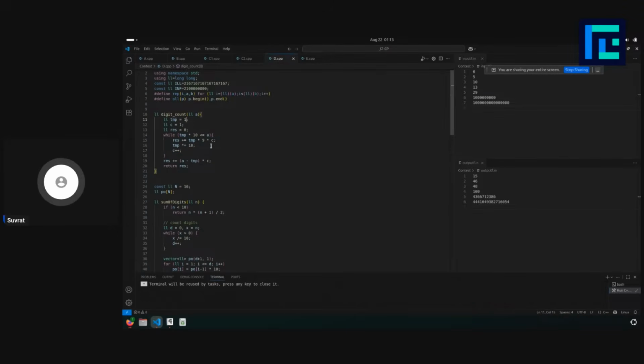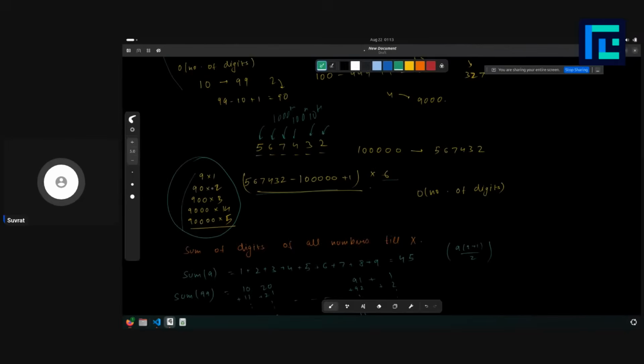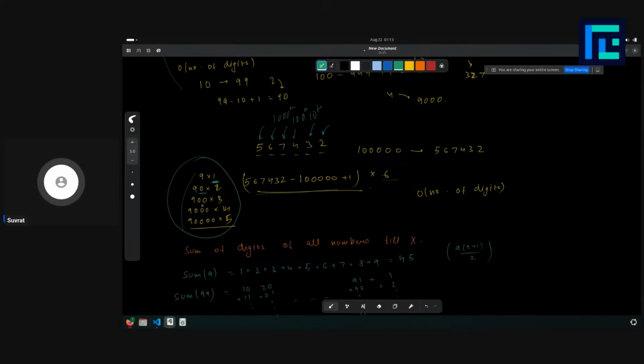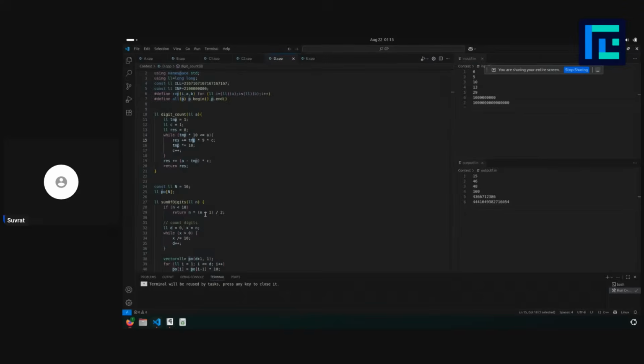Firstly, temp would be equal to 1, and c is the number of digits. This temp is the number of zeros that would come, and 9 is basically for this. So initially temp would be 1, so 9 into 1 into 1.